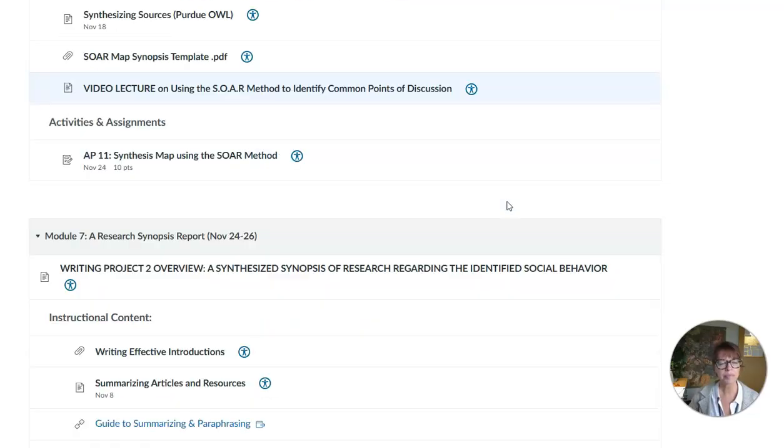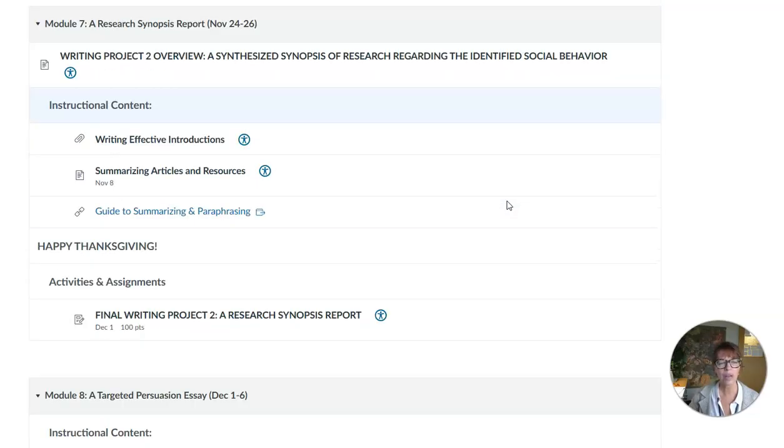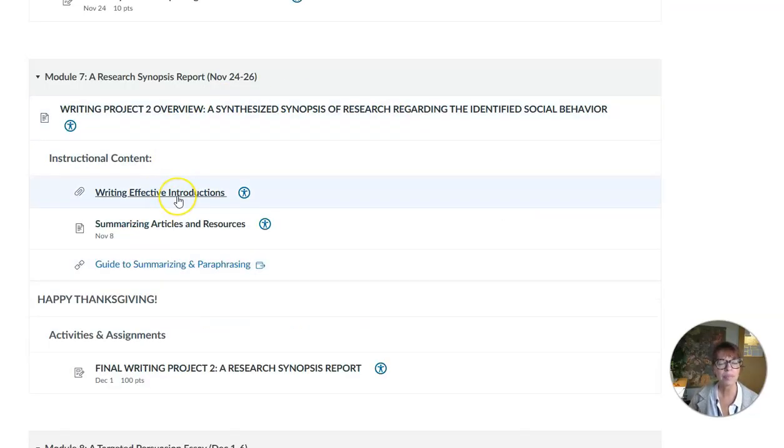Later on, in Module 7, there are some handouts on writing effective introductions, and this is one of the best handouts I've come across. It is a really good handout. Also, some resources on how to write summaries, because that synopsis is going to include a lot of summaries, 1 for each of those sources.